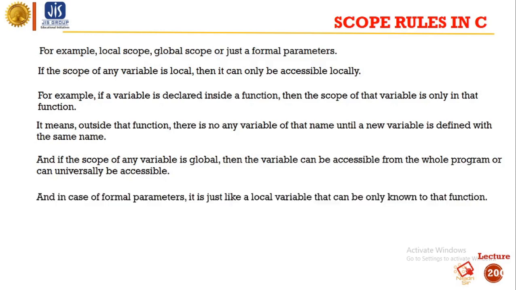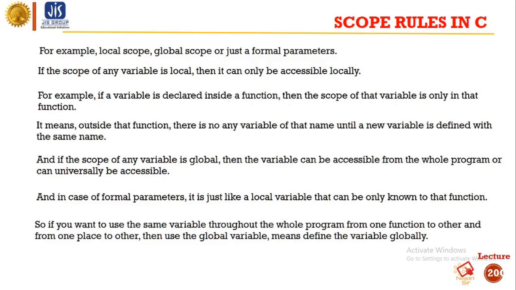In the case of formal parameters, it is just like a local variable that can only be known to that function. So if we want to use the same variable throughout the whole program, from one function to the other and from one place to another, then we will use the global variable. That means we define the variable globally and the scope of the variable is global.